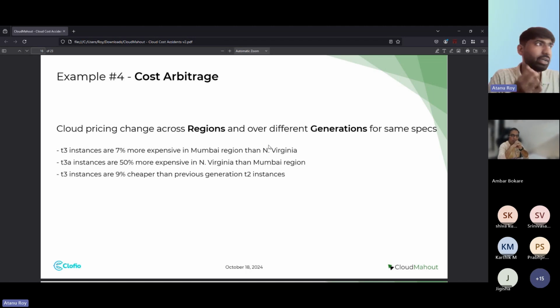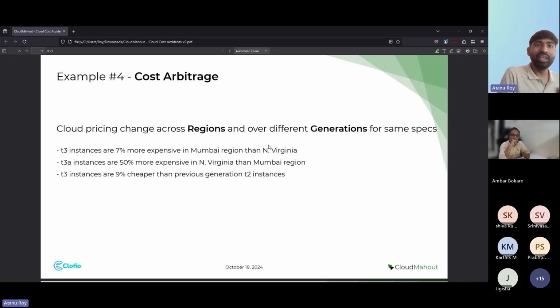So what I mean by that, a few examples for your awareness. A T3 instance, which is the latest class instance. AWS has also released T4, but that is more focused towards Graviton. So T3 is typically the latest generation that we recommend. A T3 instance in the Mumbai region is 7% more expensive than North Virginia, US East 1. So if you just deploy something in Mumbai, automatically you are paying 7% more, right?